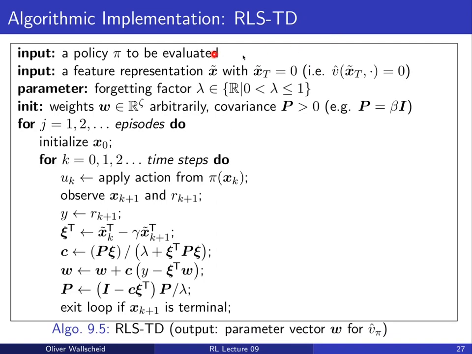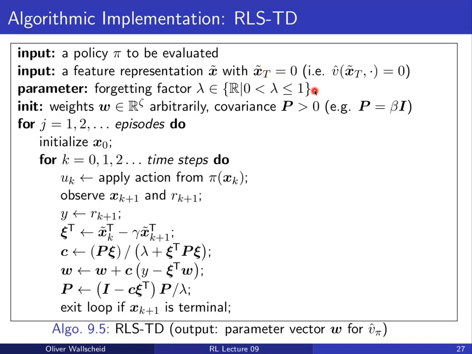So what do we need? Again, we need, of course, a policy pi to be evaluated. We need a feature representation, in the linear case, and this is a little bit more special compared to the regular TD algorithm. Here we really have to ensure that the feature representation at the terminal step, capital T, is zero, because we have a linear mapping between the feature vector and the state value estimate, and only then can we guarantee that this mapping by V hat is also zero. So for the terminal step, as discussed, this is a really important requirement, so that X tilde at the terminal time step is zero.